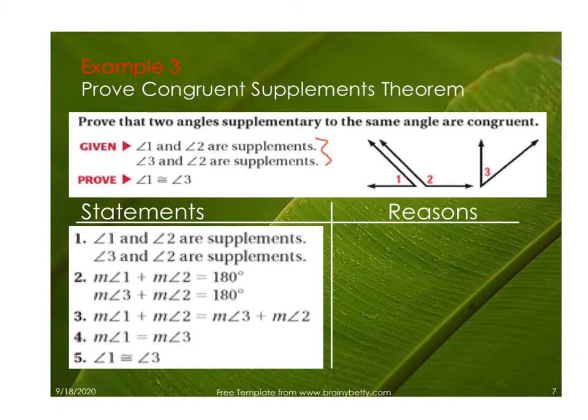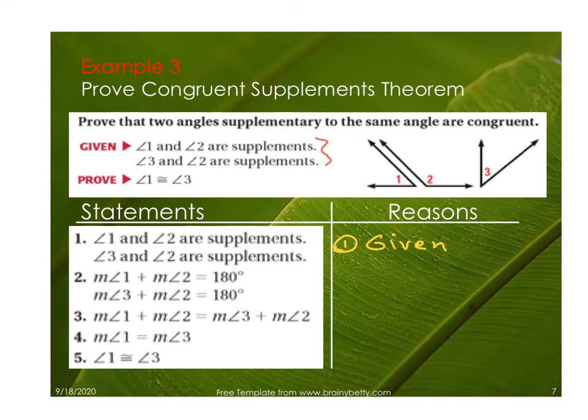Now, notice on number 1, whenever I write a proof, I always try to put all of my given information in my first statement. I don't try to spread it out or give a separate number to each piece of given. So I wouldn't put that angle 1 and angle 2 are supplements as number 1, and then 3 and 2 are supplements as number 2. I just group it all in one statement.